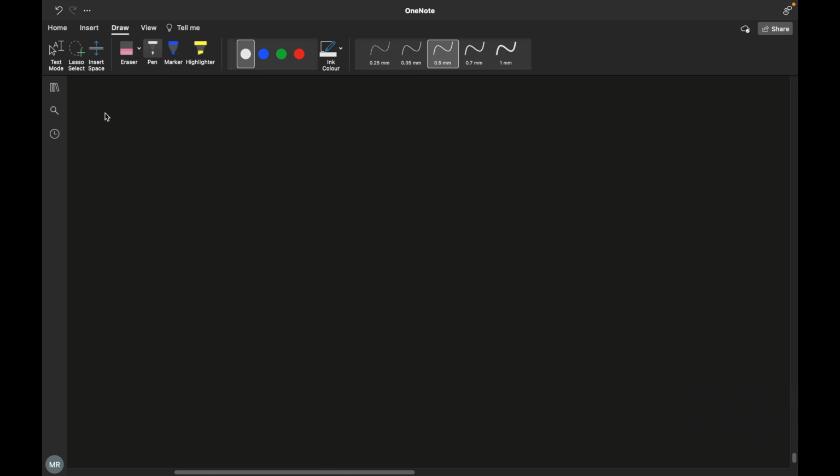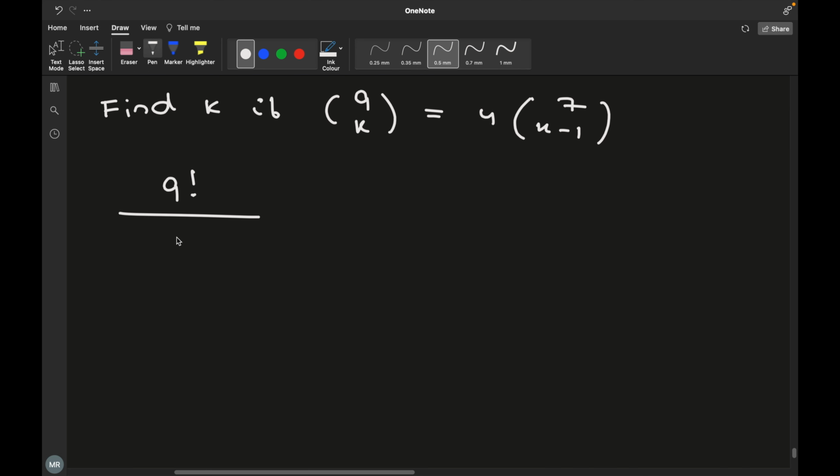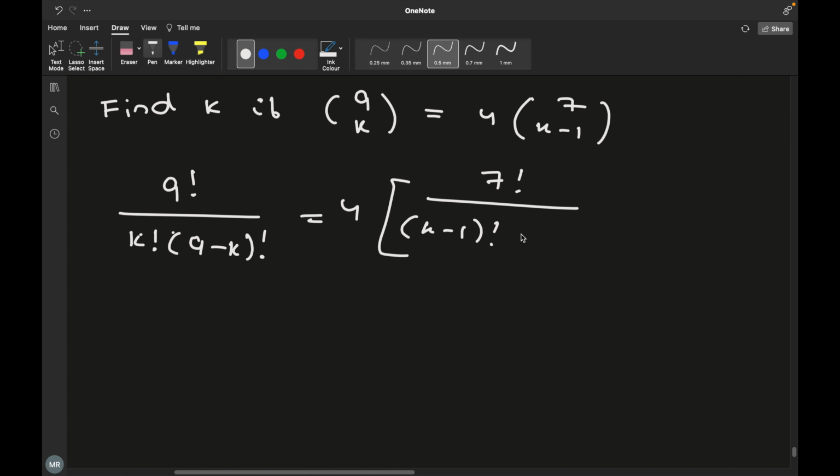Now let's solve the last question. It says find k if 9Ck is 4 into 7C(k minus 1). It's going to be 9 factorial divided by k factorial into 9 minus k factorial, which is 4 into 7 factorial divided by k minus 1 factorial multiplied by 7 minus k plus 1 factorial.